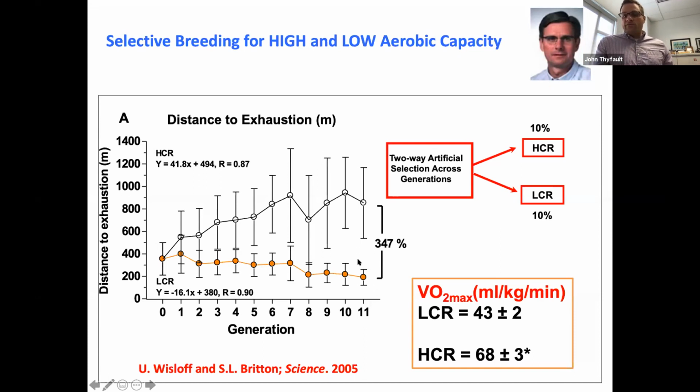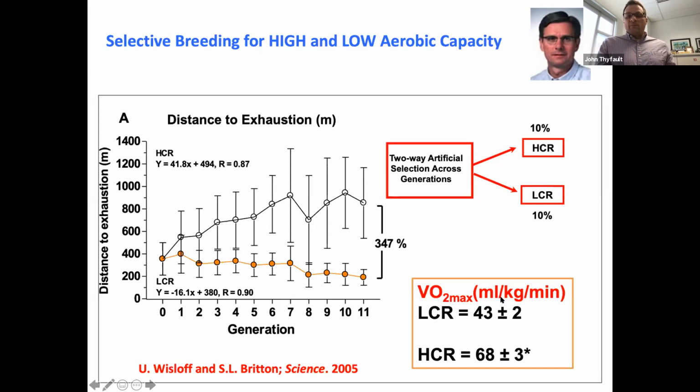Now they're out to about 40 generations, and the HCR rats can run about 2 kilometers before reaching fatigue, and the LCR rats can only run about 200 meters. Importantly, 2 things are important here. One, these animals do not have exposure to exercise. They are only bred for exercise endurance ability. They're not provided, or at least in our studies, we don't provide them wheels or treadmills. So this is inherent aerobic capacity.